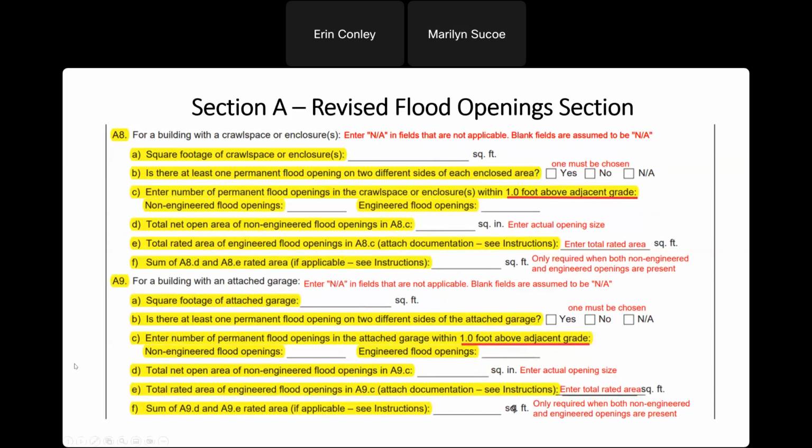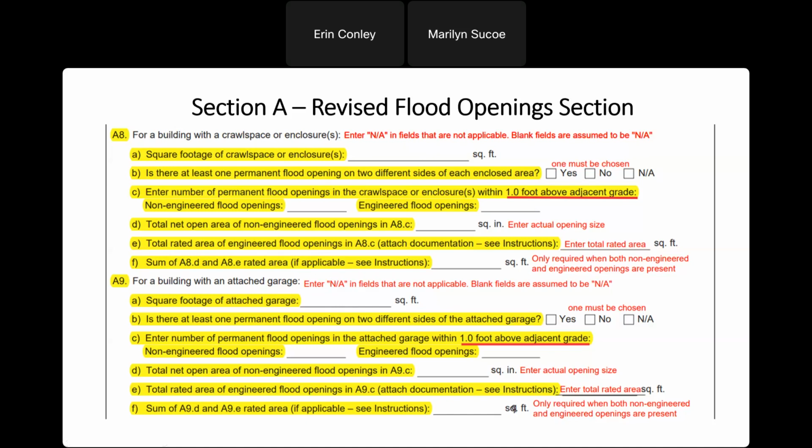All right, more for Section A. So again, this is requested that you complete all these entries, and if it's not applicable, they should have not applicable listed. Clearly, attached garage, if it's not in the photo, it's clearly not applicable, or if there's no crawl space, it should be not applicable.